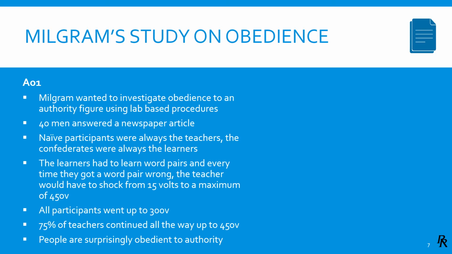In result, there were signs of extreme tension in most of the participants, including one who had a seizure. All participants went up to 300 volts, and 75% went up to 450 volts. In conclusion, people are surprisingly obedient to authority, even when being told to inflict pain for no good reason. Agentic theory seems to work in this scenario.